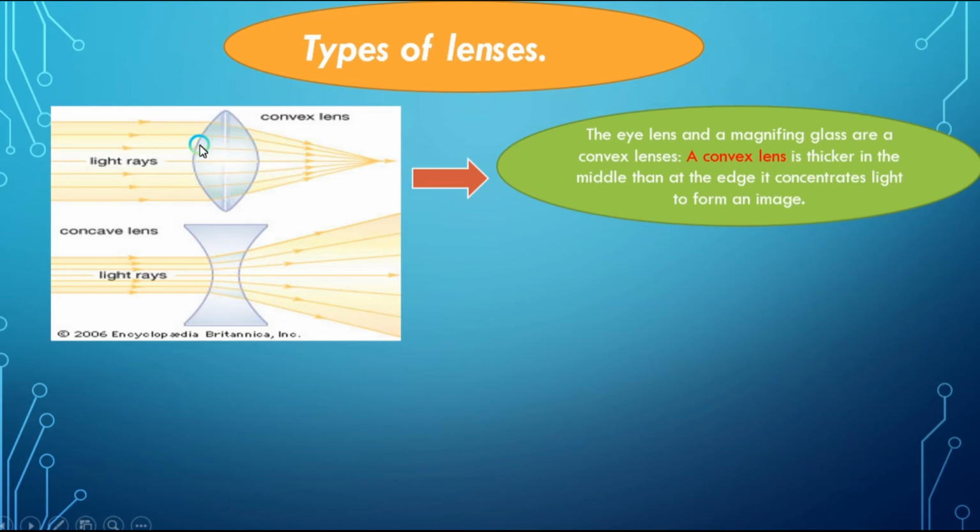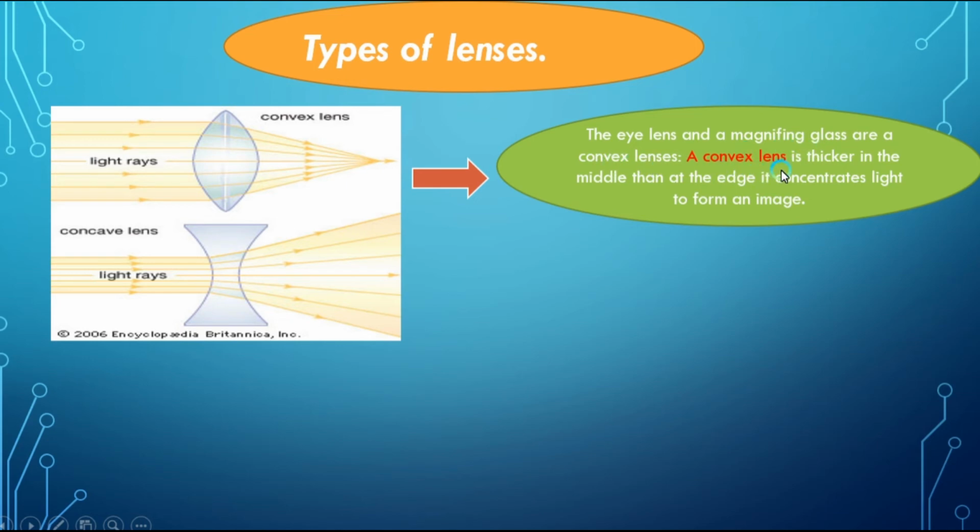This is the shape of the convex. It is pointed at the border, like this. It's called convex. The rays will pass through this area and will be converged in just one point. They will not disperse, they will be gathered in just one line here. So the eye and the magnifying glass are convex, not concave. Our eye, the human eye, the magnifying hand lens, are convex.